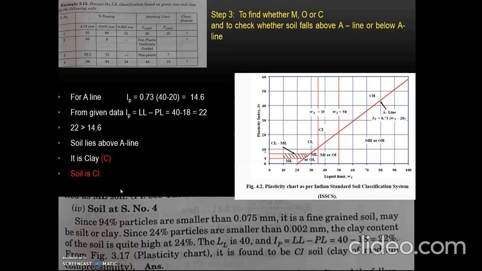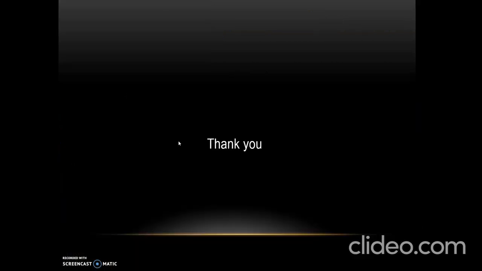Or it can even be mentioned as clay of medium compressibility. Medium means intermediate compressibility. So this is how we can classify fine grained soil based on the liquid limit and plastic limit values given, or based on the statements mentioned here, that is, whether it is non-plastic, uniformly graded or poorly graded and so on. Thank you.